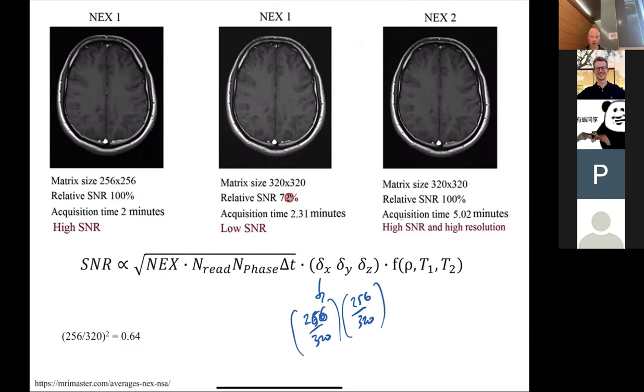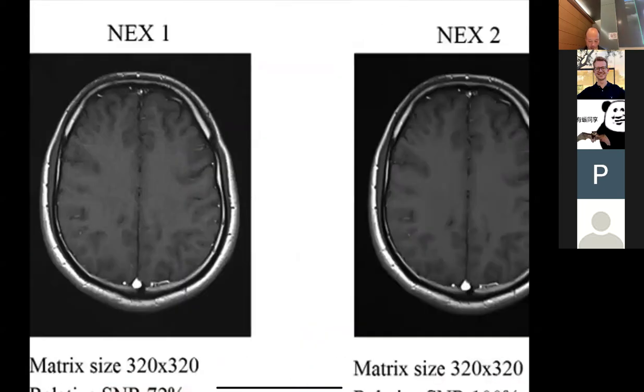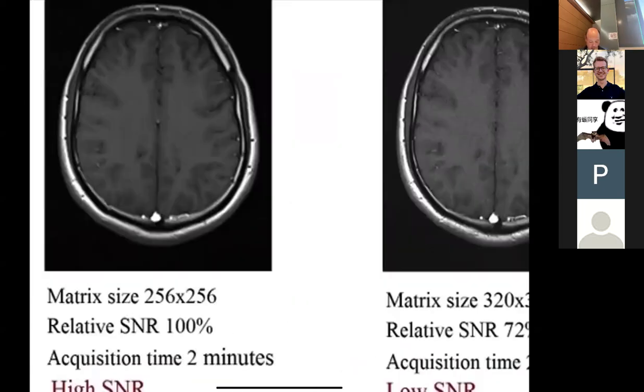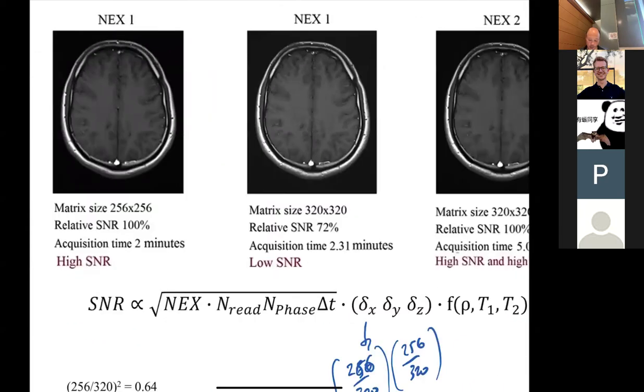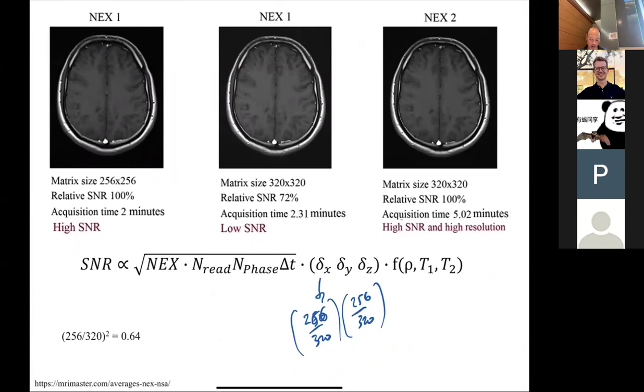They say it's 72%. So I don't really know how they got that number either, but it's in the right direction. It's the right idea that because these voxels are smaller, it is a little noisier, if you can sort of see that versus this. It's subtle, but it is noisier. And so in this case, they can get back the SNR by going to a NEX of 2, but the cost is acquisition time. It's taken them twice as long to get that.